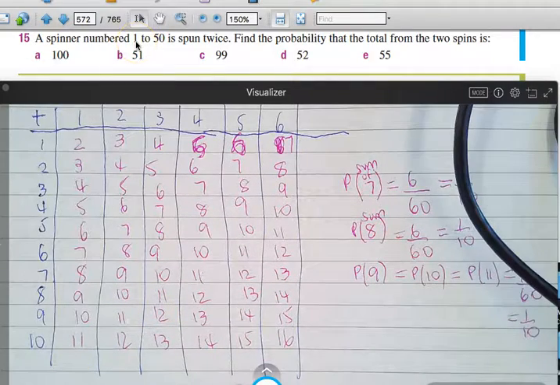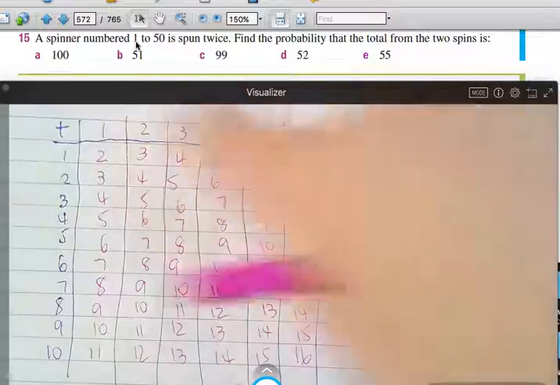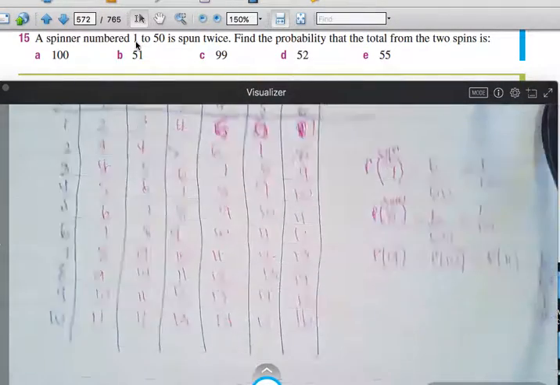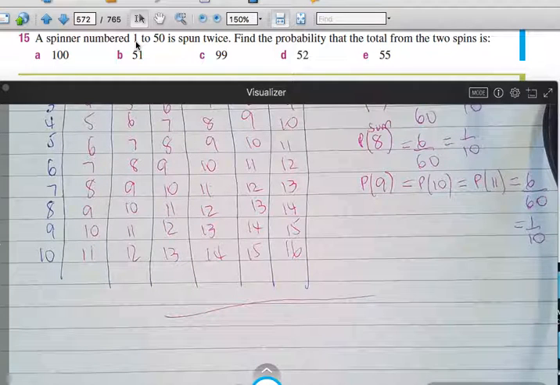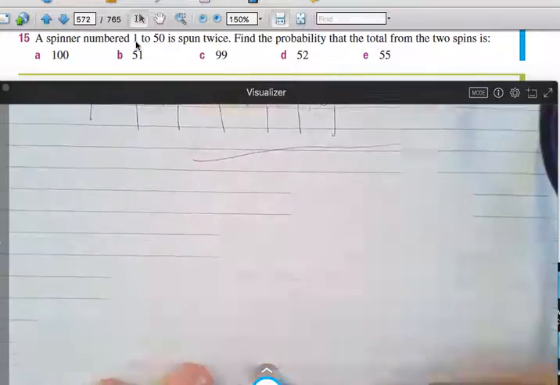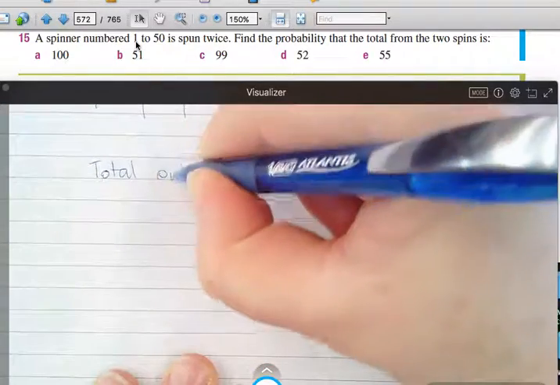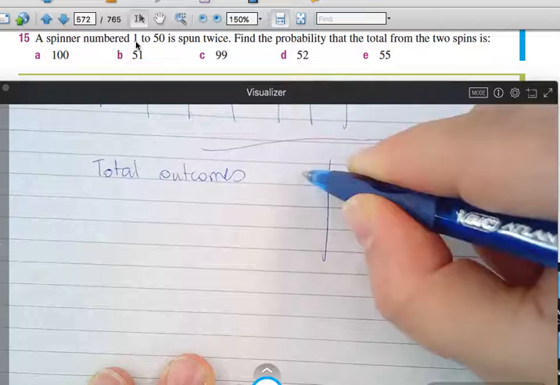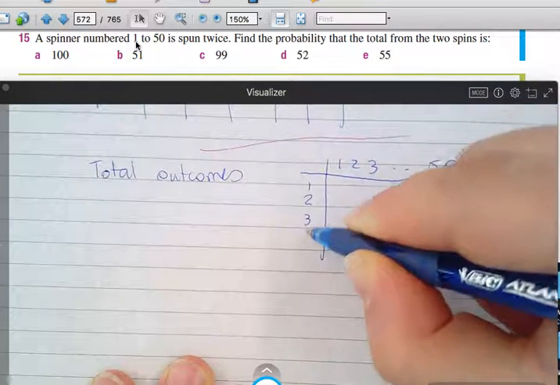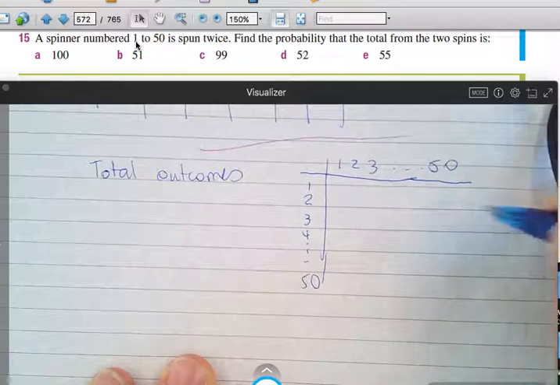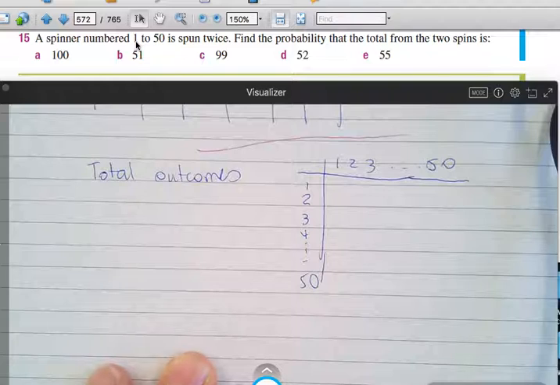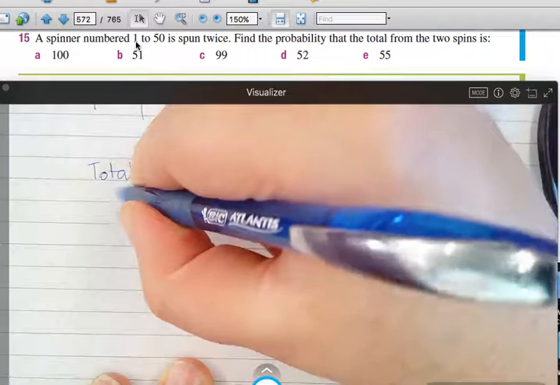Dice with 50 numbers. We're not going to write 50 numbers down and 50 across. You've just got to imagine it. If I spun the spinner twice, how many outcomes in total could I get? Pretend you've got your table, 1, 2, 3, all the way up to 50, and 1, 2, 3, 4, all the way down to 50. How many numbers would be in this section of the table? 50 numbers across and 50 numbers down. Go. Tell me how to do it.